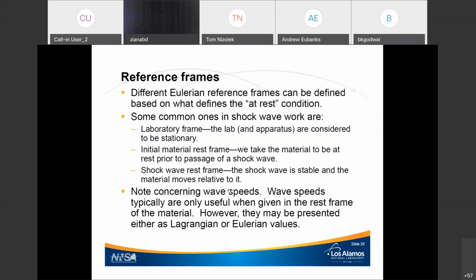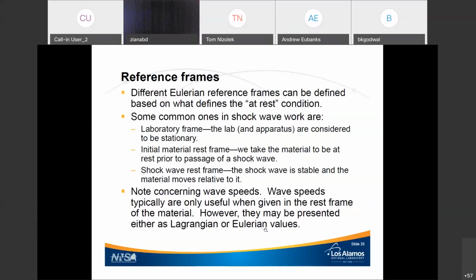Now, concerning wave speeds, they are typically only useful when given in the rest frame of the material. However, since the Lagrangian reference frame is, by definition, a material rest frame, you may end up seeing wave speeds presented in either Lagrangian or Eulerian values.